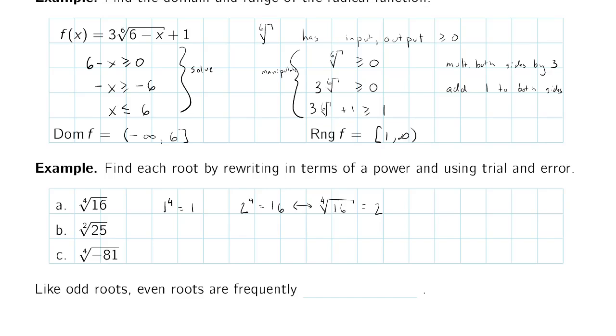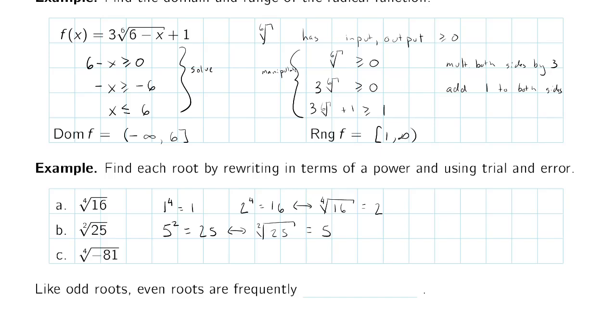We want to find the second root of 25. Well, we might know this just as an arithmetic fact, right? 5 to the second power is 25, which means that the second root of 25 is 5. Now, wait a minute. The second root? Yeah, we'll talk about that in a minute.